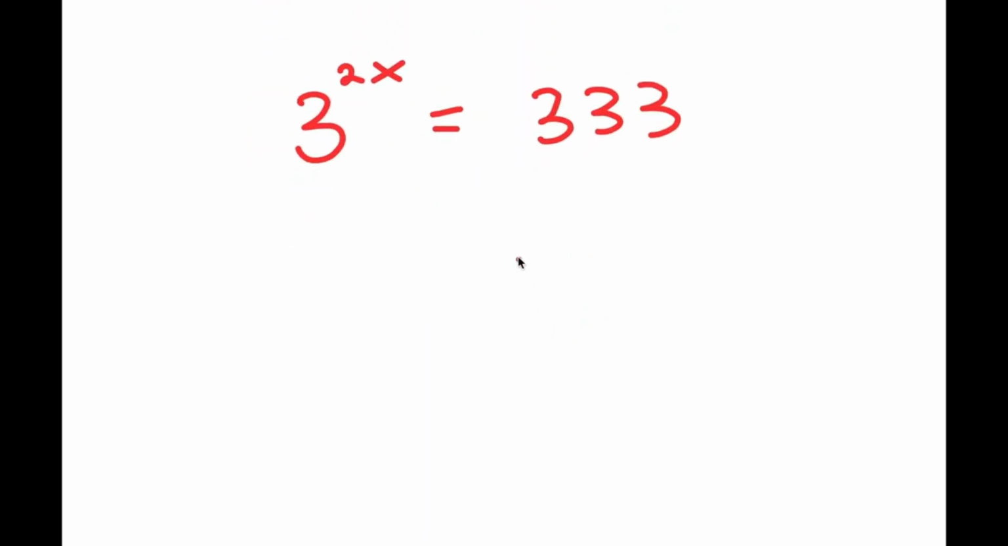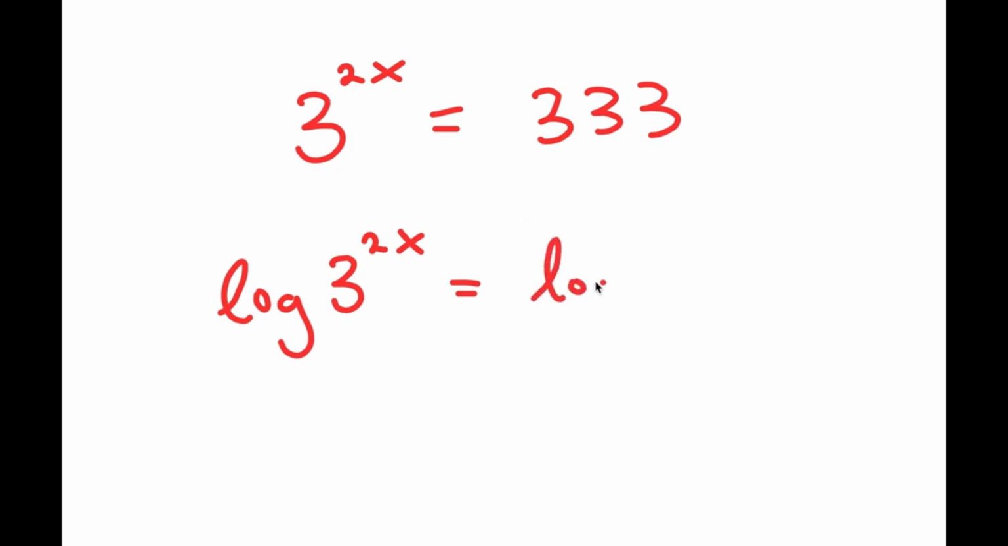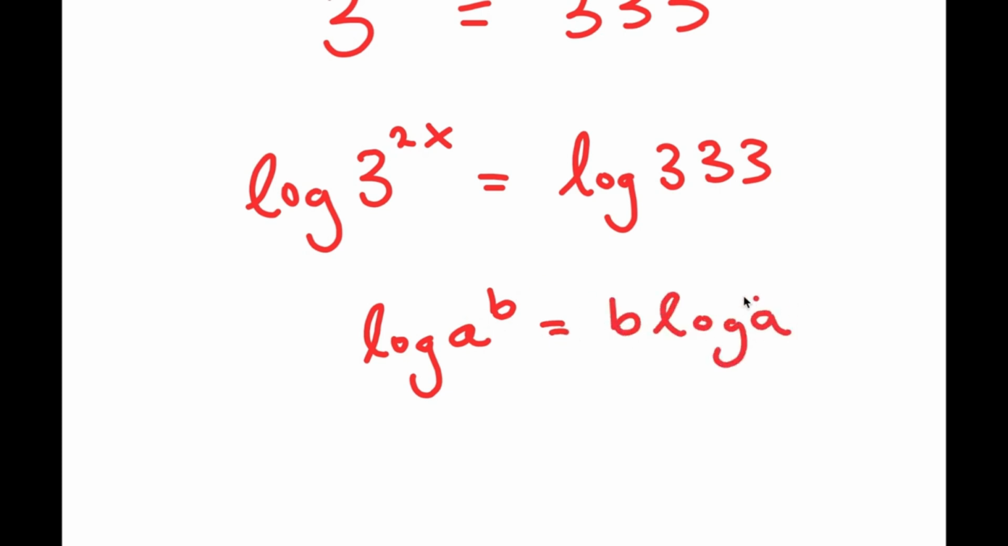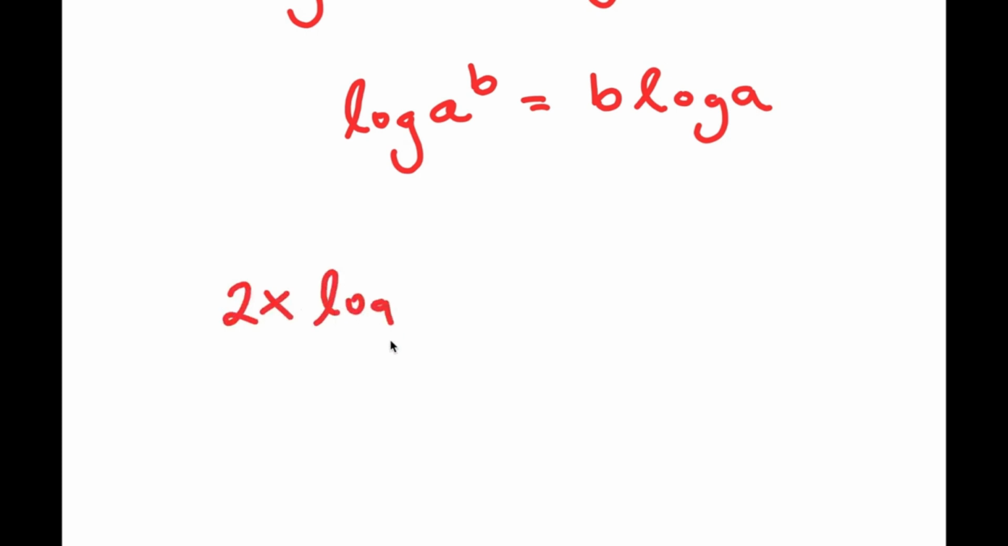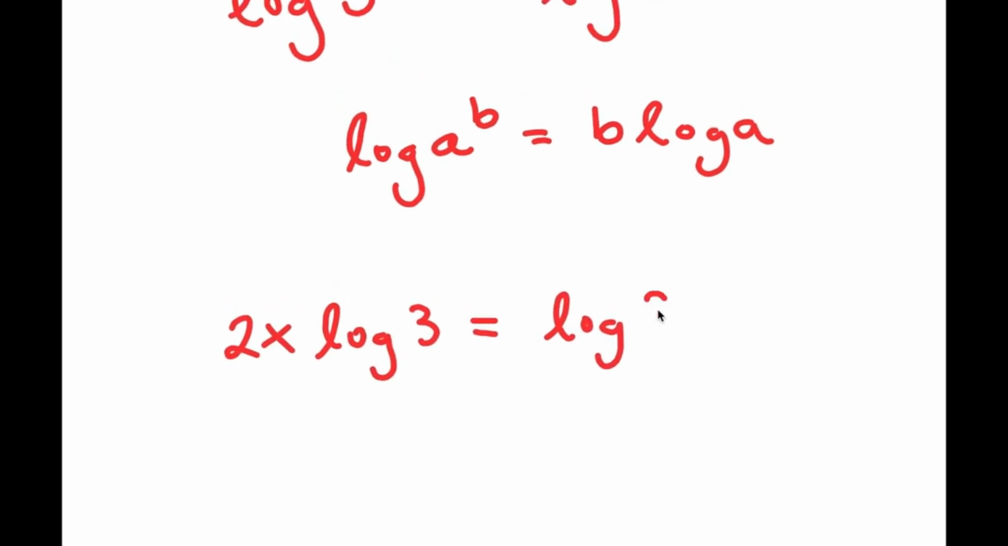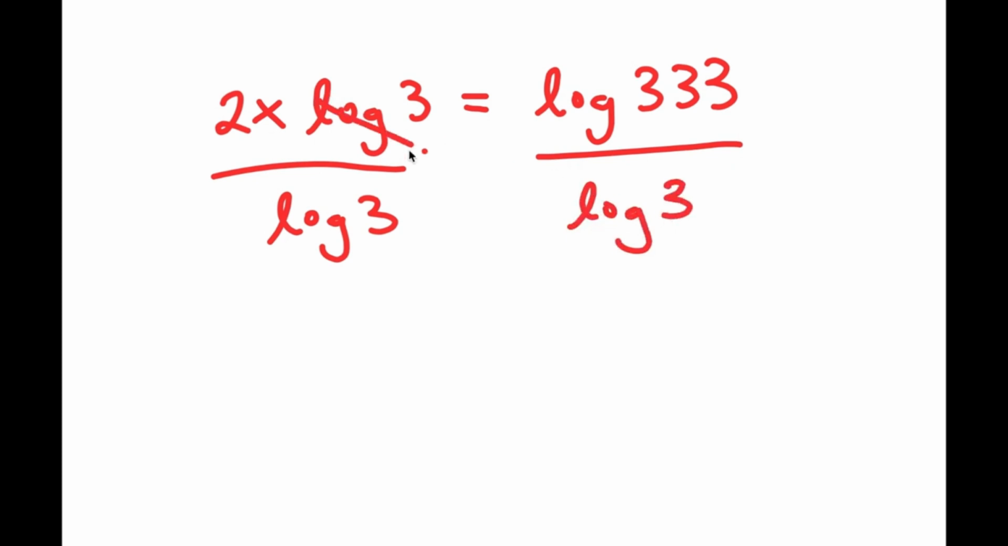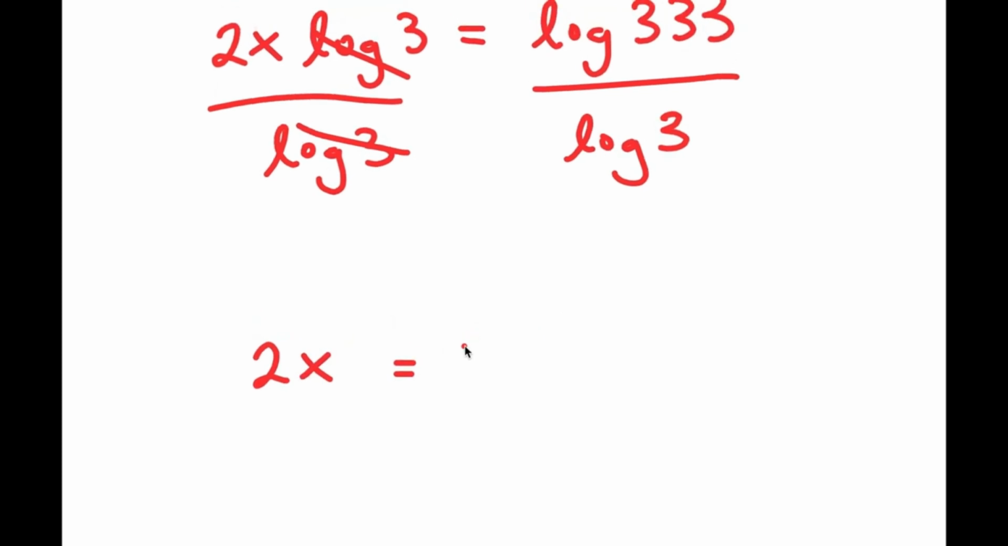Now what I'm going to bring into this equation are logarithms. And it's always useful to use logarithms when solving exponential equations because they're very helpful. And one of the reasons they're helpful is because they come with an important property that states that log a to the power of b is equal to b times log a. Meaning log 3 to the power of 2x, I can just move this 2x to the front. So I get 2x times log 3 is equal to log 333. And now I'm going to divide both sides by log 3. So I get 2x is equal to log 333 over log 3.